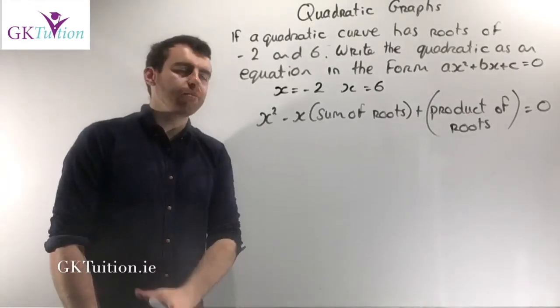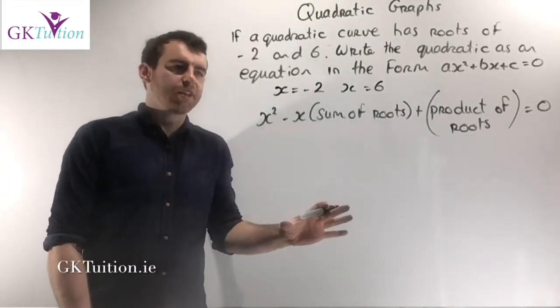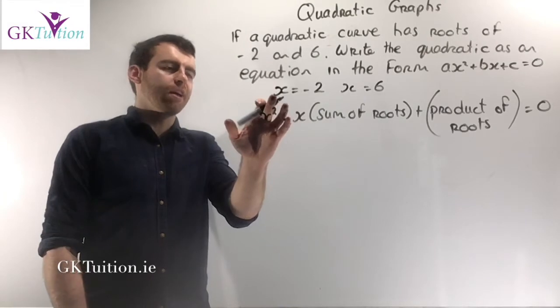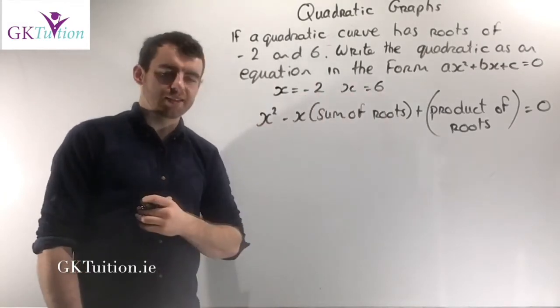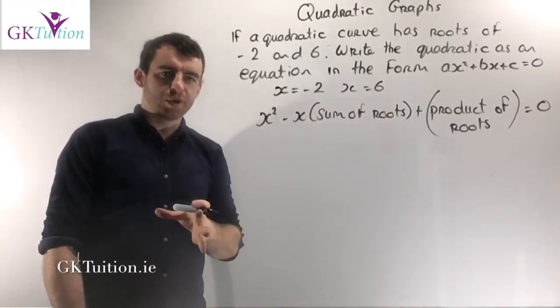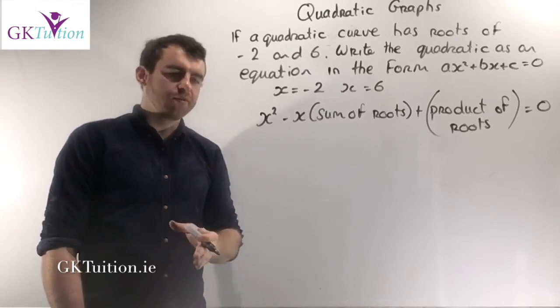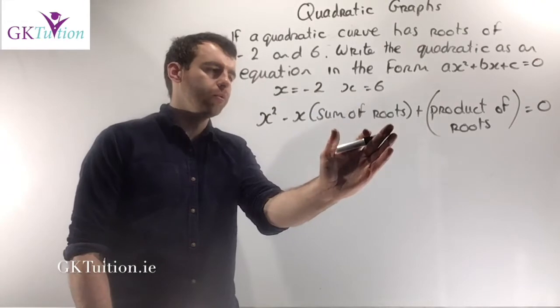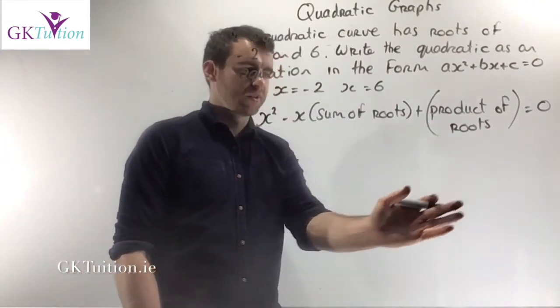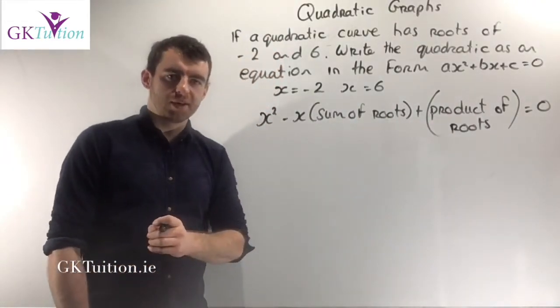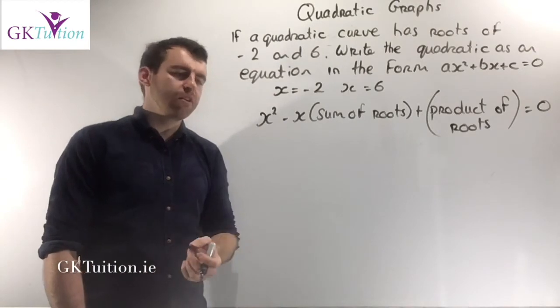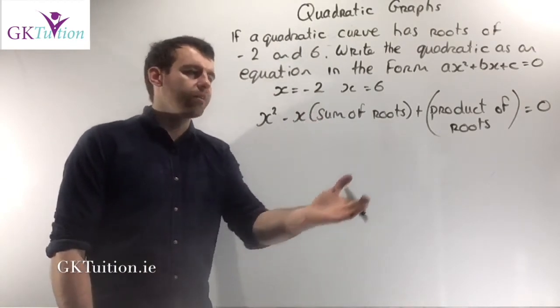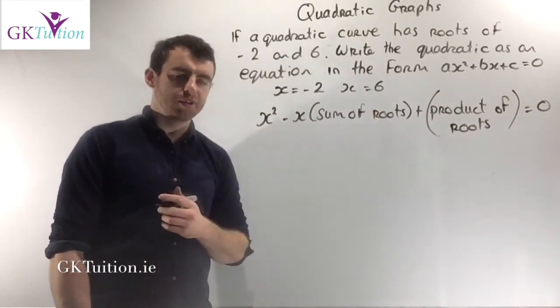Okay, so let's take the exact same question again. We've been told the roots of a quadratic are x equals -2 and x equals 6. Every single quadratic equation can be written in the form x squared minus x multiplied by the sum of the roots plus the product of the roots. Every quadratic can be written like that. So let's just have a look at this. Sum means you add them together, product means you multiply them by each other.